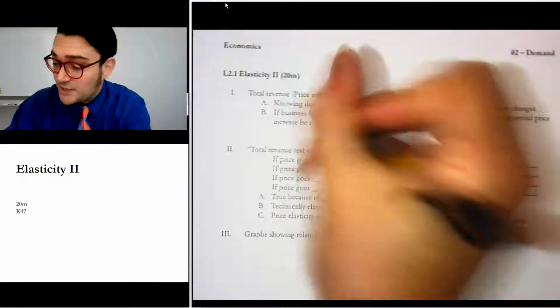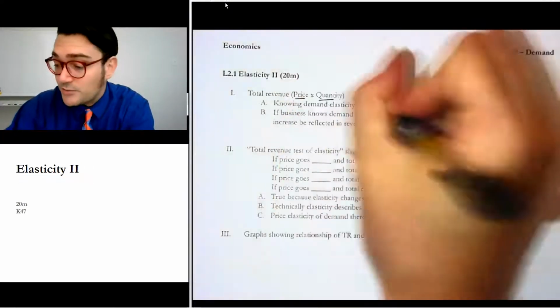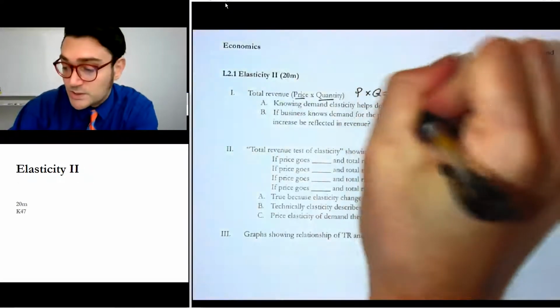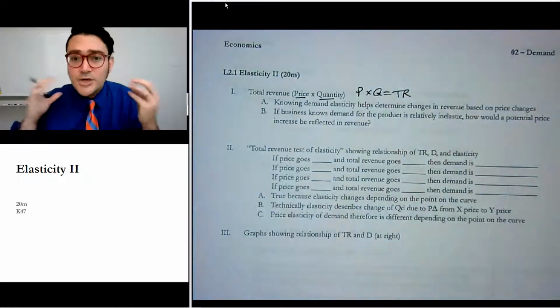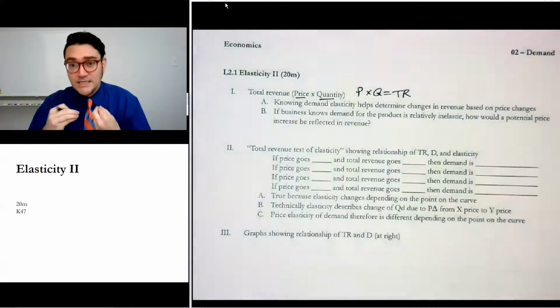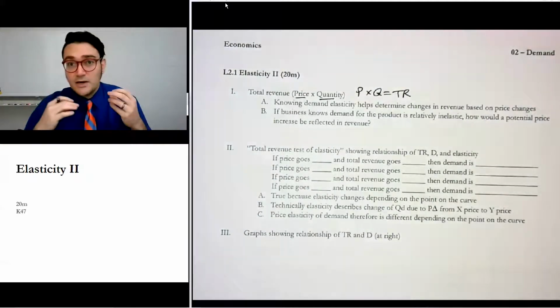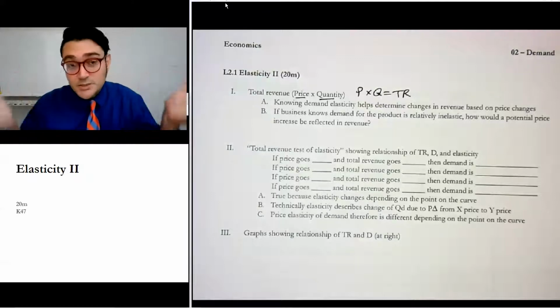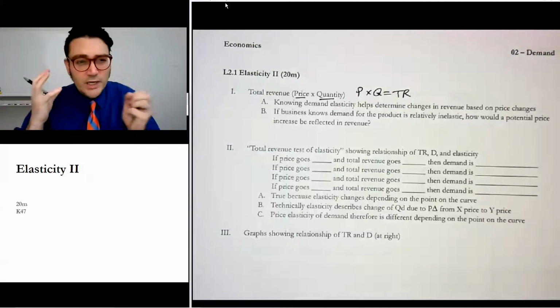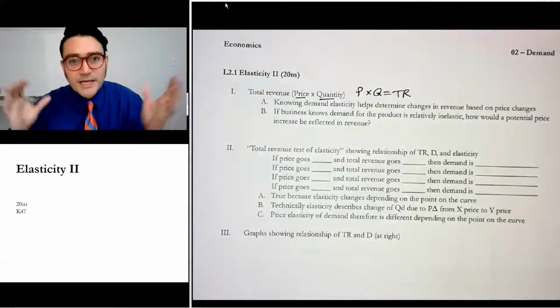So total revenue I just give to you here is price times quantity, right? P times Q equals TR. And that's just how much money is coming into a business. And knowing the demand elasticity helps a business determine how changes in its revenue might be affected by changing the price. So this would be a really important concept, right? If you were thinking about business or anything related to management.